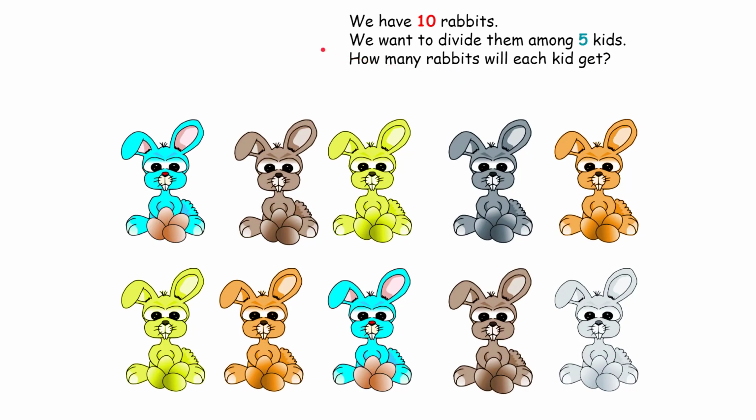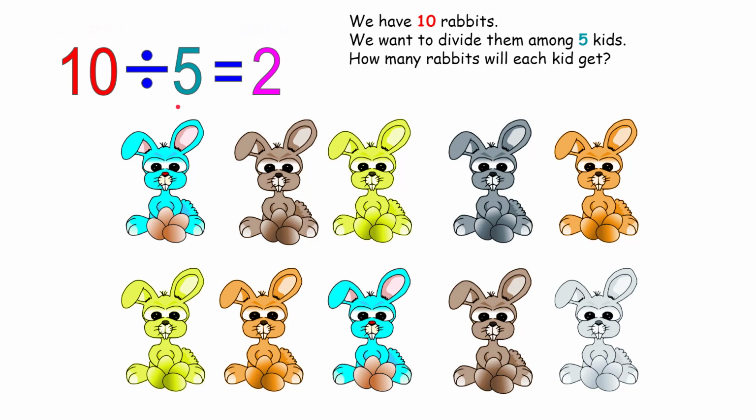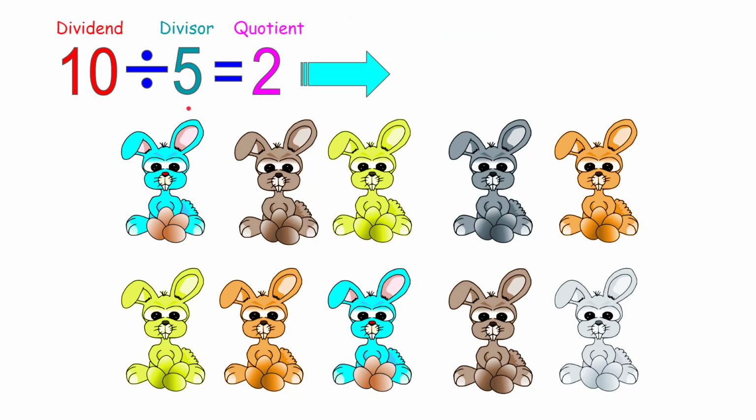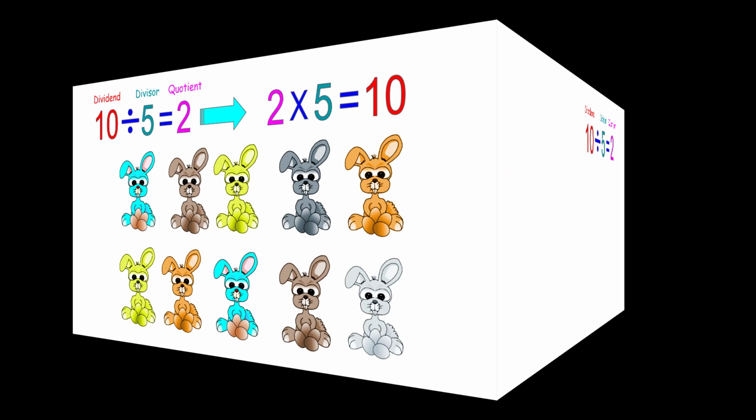Another example, we have 10 rabbits. We want to divide them among 5 kids. How many rabbits will each kid get? Again, try to think about it by yourself. And then you can pause the video and then come back. So 10 divided by 5 equals 2. And check yourself, you do 2 times 5. Well, you already know it by now.